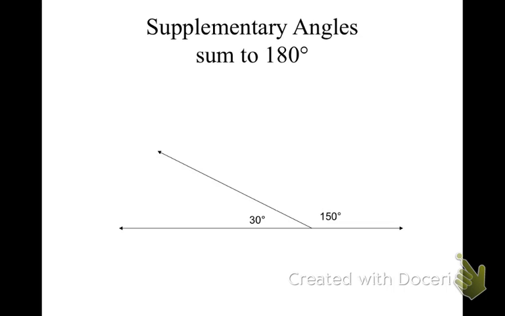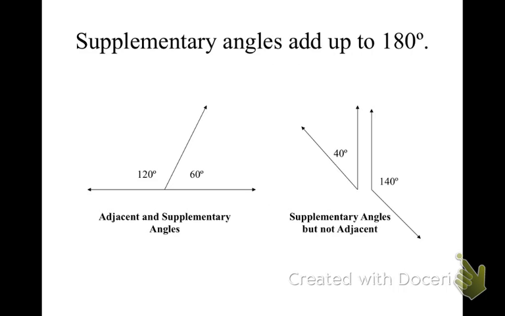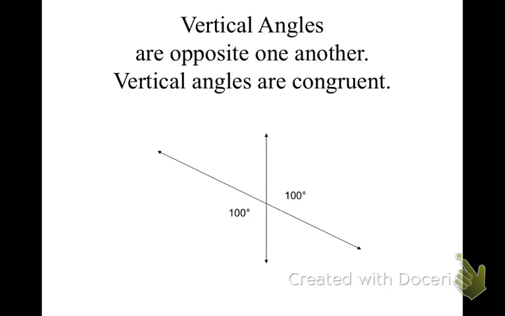Supplementary angles have a total of 180 degrees, so they form a straight line. So again, they could be adjacent and supplementary, or non-adjacent supplementary angles. By definition, it just means two angles that total or sum 180.